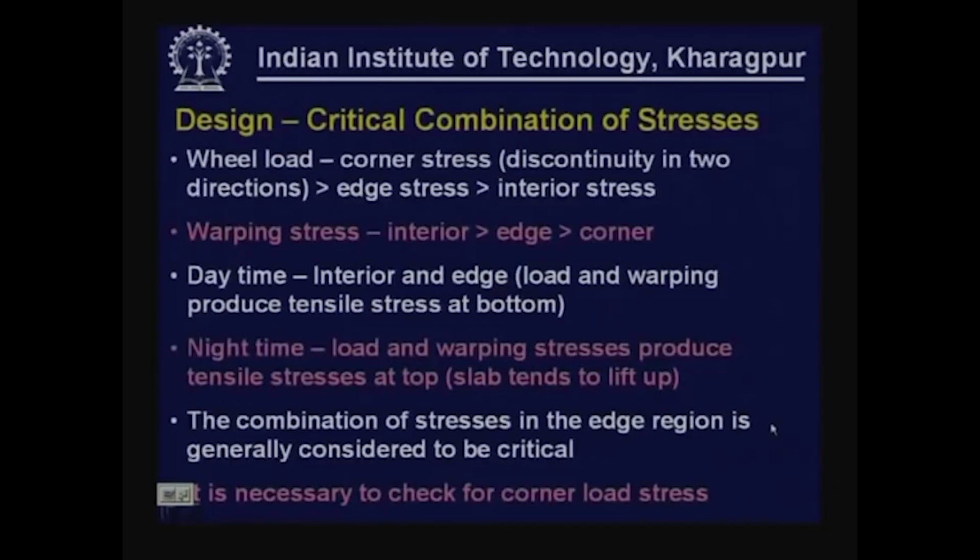So, for the critical combination of stresses, for wheel load, corner stress will be more because of discontinuity in two directions. It will be more than edge stress, while edge stress is going to be more than the interior stress. Whereas for warping stress, interior will be more than edge, which will be more than corner. Daytime interior and edge is the critical combination. Load and warping produce tensile stress at bottom. Nighttime load and warping stresses produce tensile stresses at top.